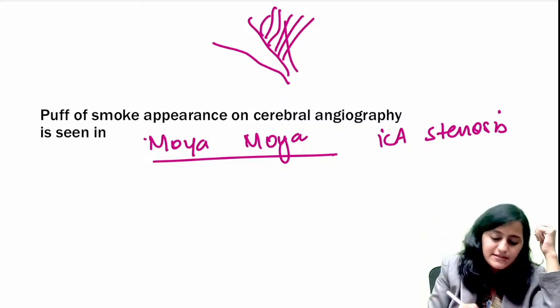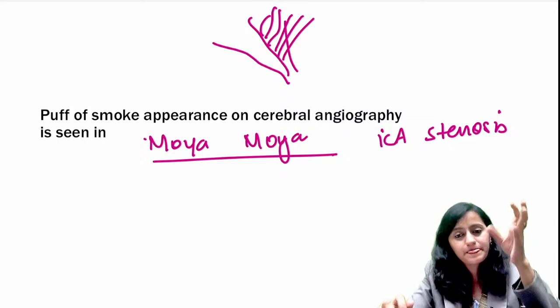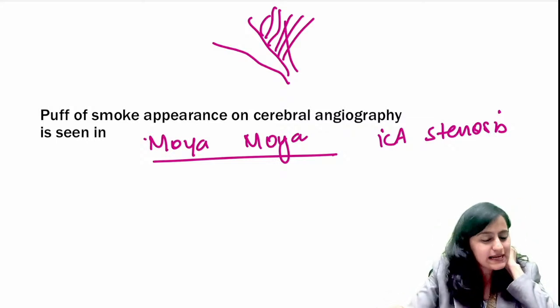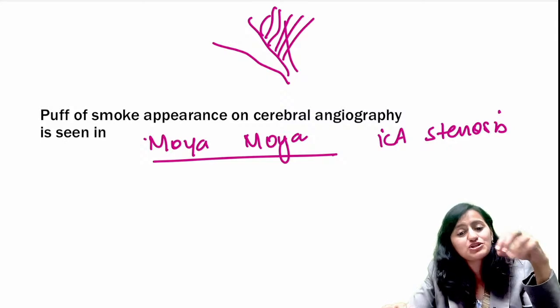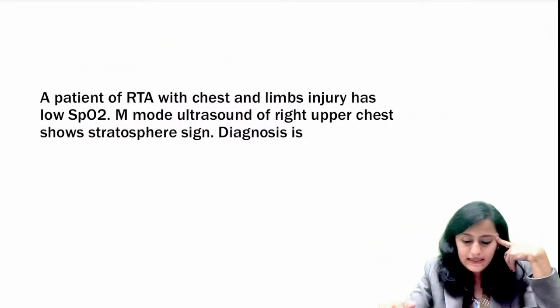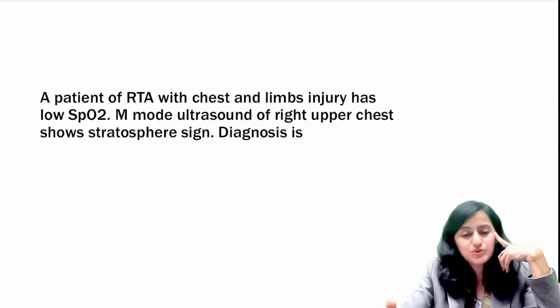So you can remember this as dhua in moya. Dhua, like puff of smoke. So dhua is seen in moya. Correct. You will have a history of a young patient with stroke, right? Recurrent stroke history is there. Next one, you know the diagnosis here already.